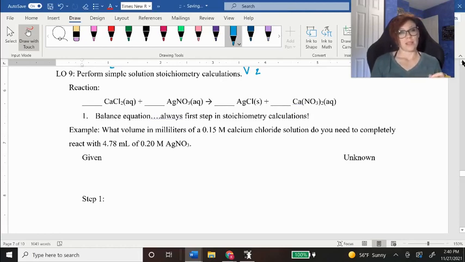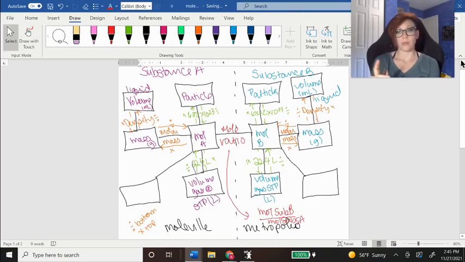We are in Unit 7. This is Learning Objective 9, which is to perform simple solution stoichiometry calculations. I know you love stoich. It's so much fun. So before we get into solution stoichiometry, I want to bring you back to your mole map.